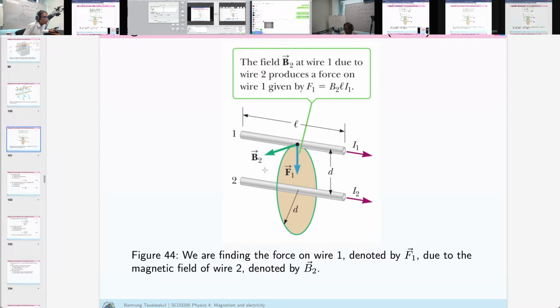So the result would be computed like this in a different location. We have F1, and you have mu naught I2 over 2 pi d. Alright, this result is what gives the equation for the force, the first factor.